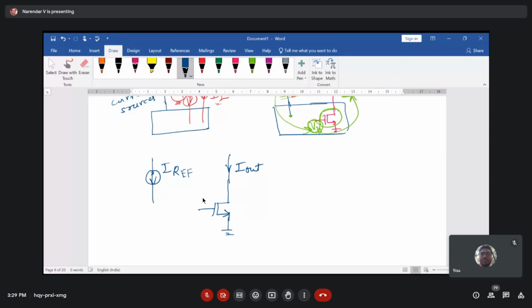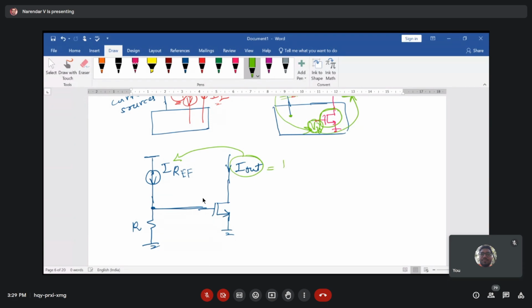Now we have to provide the information to it. How do you provide the information? Just connect a resistor here and connect this terminal to your transistor. This is the resistor R, and this is your I reference current. Now we are expecting that this I out current has the same properties as the I reference current.